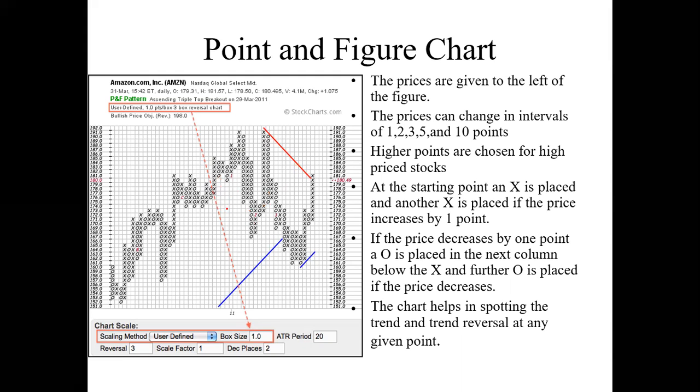At the starting point, an X is placed, and another X is placed if the price increases by 1 point. If the price decreases by 1 point, an O is placed in the next column below the X, and further O's are placed if the price decreases. So we can see here, first there is a fall, then a rise, then again a fall, then again a continuous rise, then a fall, and again a rise and fall. That is how the X's and O's are represented in the point and figure chart.